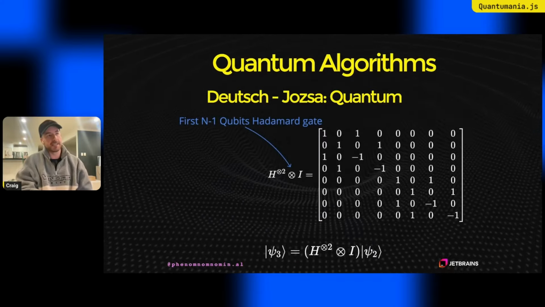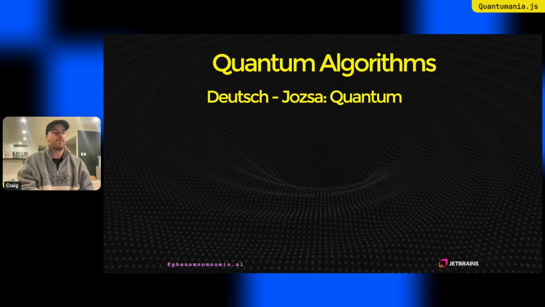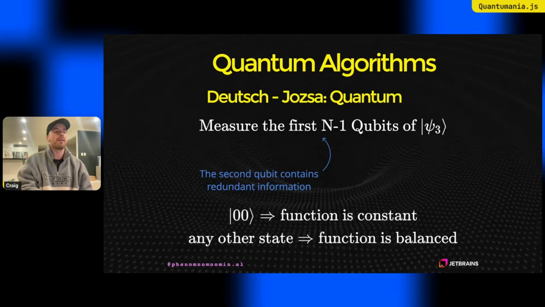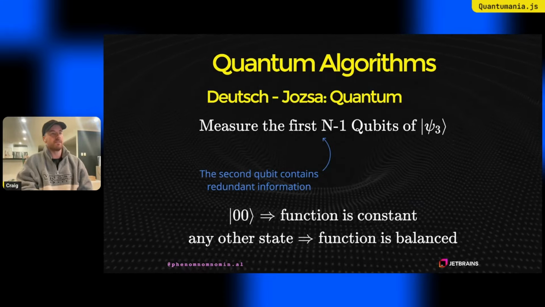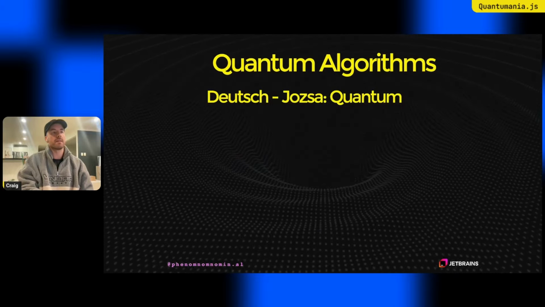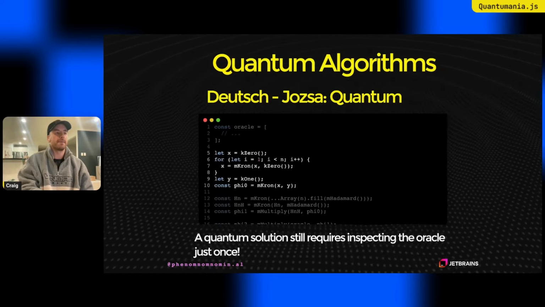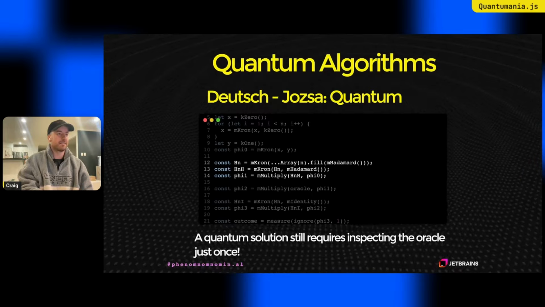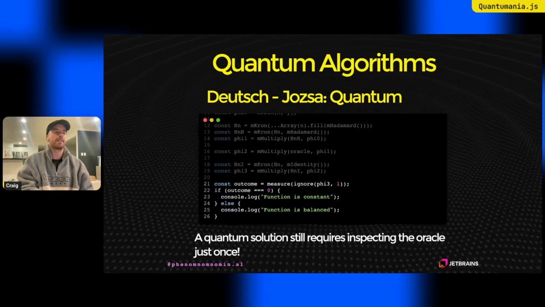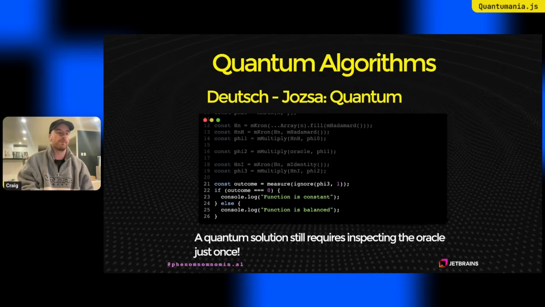apply the Hadamard gate to just the first n minus 1 qubits of that state that we had. And if we then measure the first n minus 1 qubits, we get rid of that redundant information. If we have 0, 0 as our state, we know that the function is constant, and any other state, we know the function is balanced. Again, in our simulated code, we start off with some oracle that we don't know about. We set up some initial state. We run some gates. We apply the oracle. We run some more gates, and we measure the outcome. In this case, the quantum solution still only requires inspecting the oracle 1 time, much faster than the classical version.